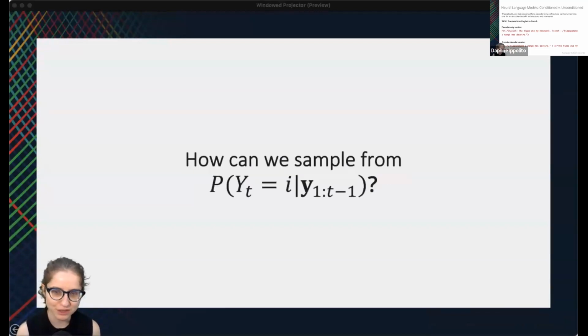So the fundamental question we're trying to answer is, how do we sample from this distribution? And right now I've dropped the X, so I'm just talking about a decoder-only model, but everything I'm talking about is exactly the same whether or not you have that extra sequence that you're conditioning on.